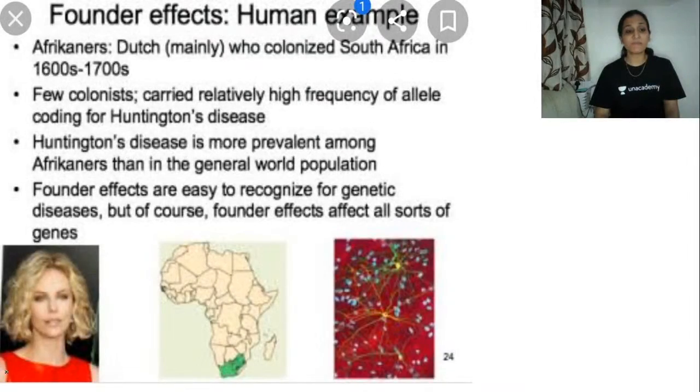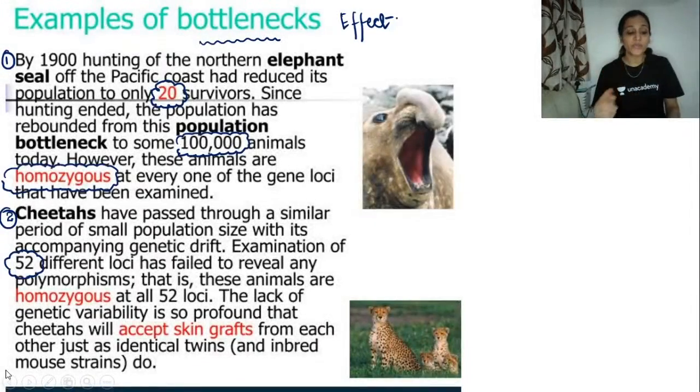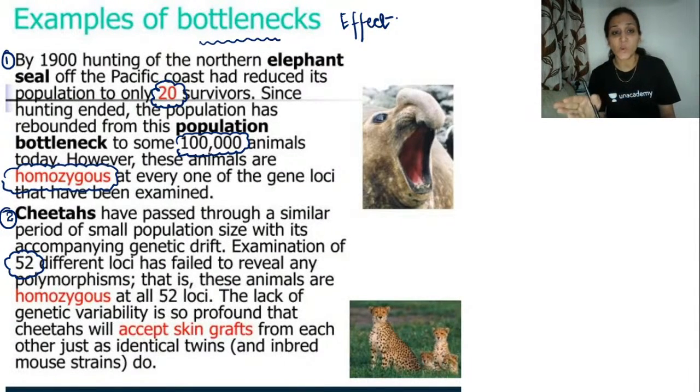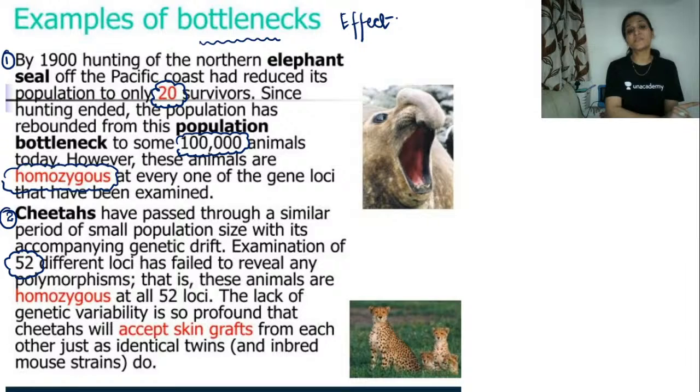Now another example which I want to highlight here is about antibiotics. So this is a hypothetical example. These two are the actual impact of bottleneck in recent time which we have actually studied. So northern elephant seal and cheetahs, do not forget that they have suffered bottleneck in the recent past.